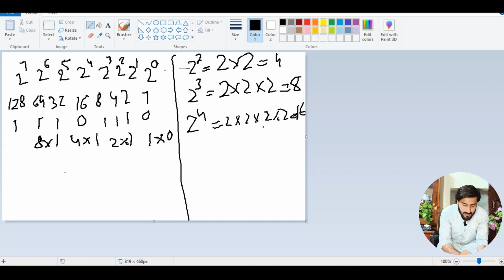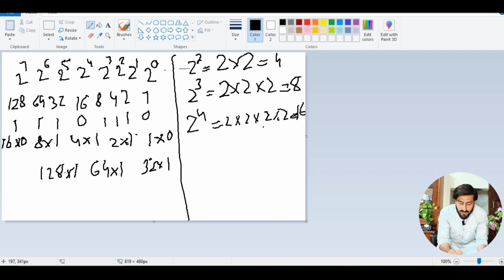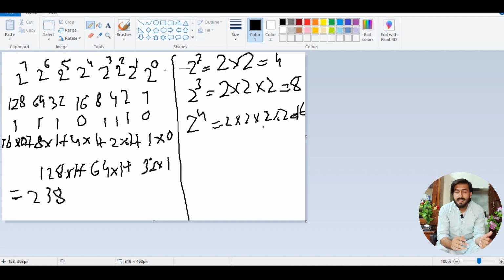The next one is 16 multiplied by 0. The next one is 32 multiplied by 1. 64 multiplied by 1. And 128 multiplied by 1. The last step is I just need to add all of these together. Once you solve this, you will have your answer, which will be the conversion of this binary value into the Denary number system. Once you solve this, you will have the answer, which is 238, which is the Denary equivalent of the original binary bit.